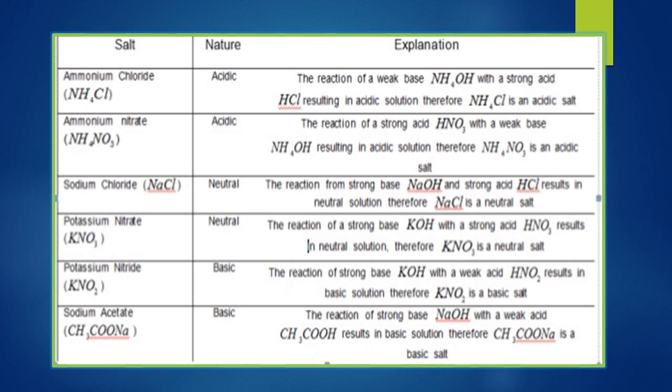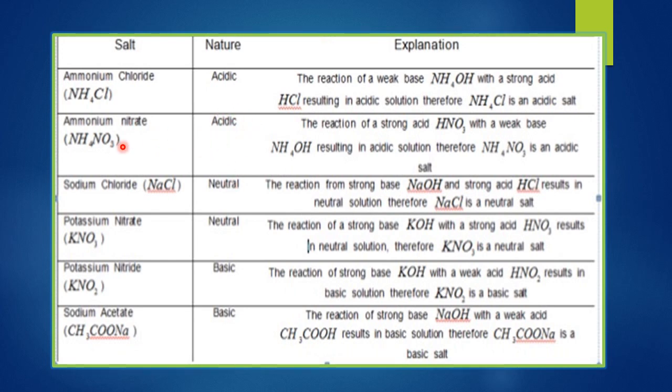Now here I've given a table. You can go through this table in which there are salts being written and what could be the nature of the solution, that is, when the salt is dissolved in water, and why. For example, if you take ammonium nitrate, ammonium nitrate is formed from ammonium hydroxide and nitric acid. Ammonium hydroxide is a weak base and nitric acid is a strong acid. So the nature of the solution will be acidic.